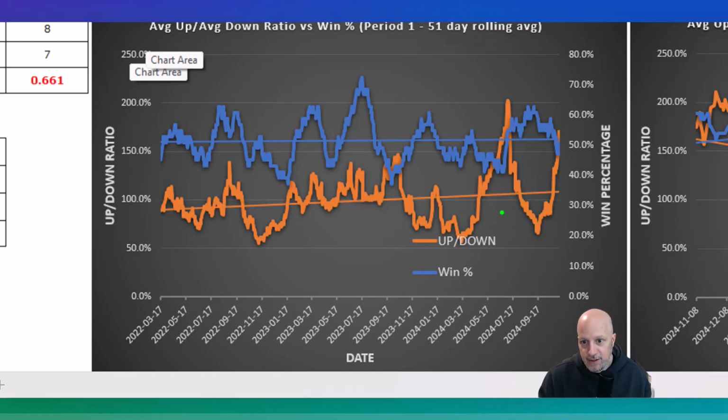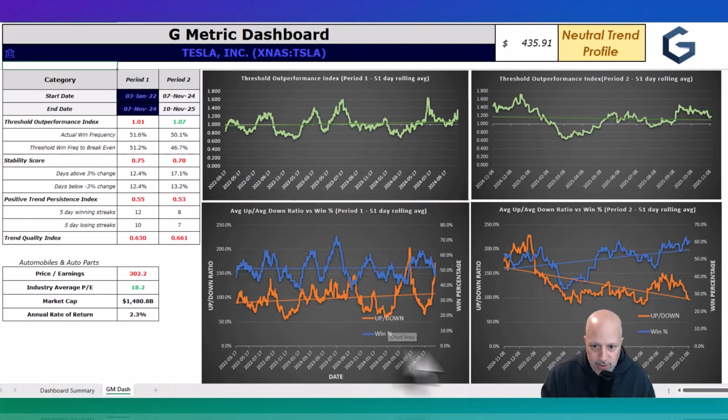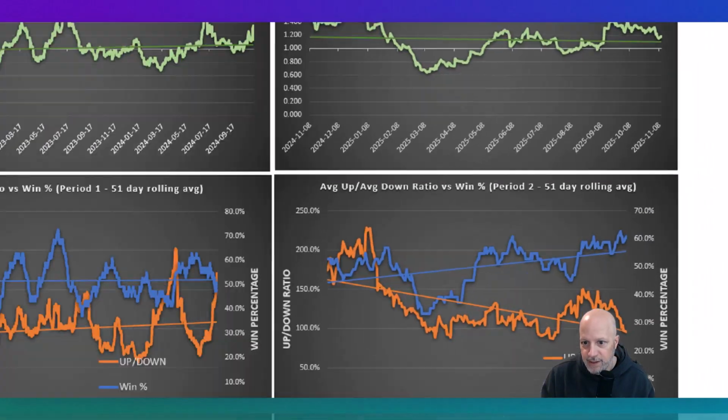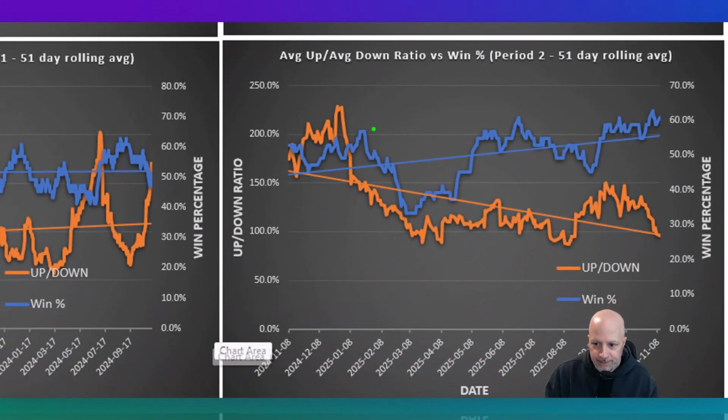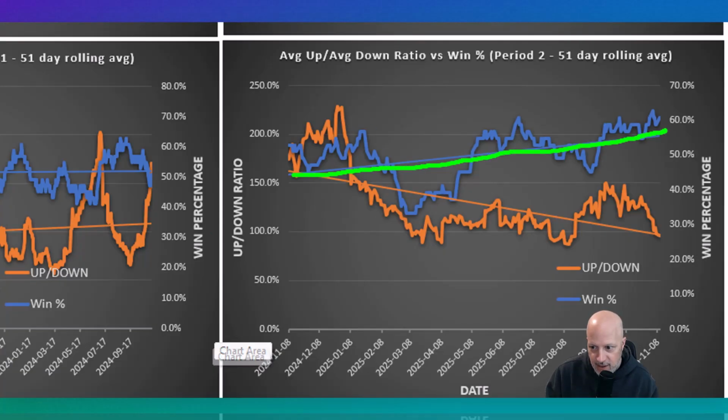Get out of here, and then we'll zoom out, and then we'll zoom in right here, and we look at the same stats for period 2. We see the winning percentage has a positive trend. It looks like it's ending around 60% here in our most recent data, but the size of the ups over the size of the downs have been trending downward. So the downs have been increasing in size versus the size of the ups.